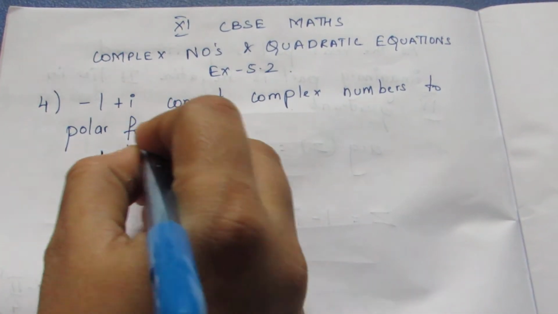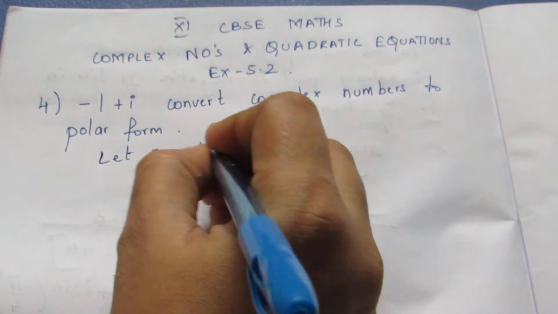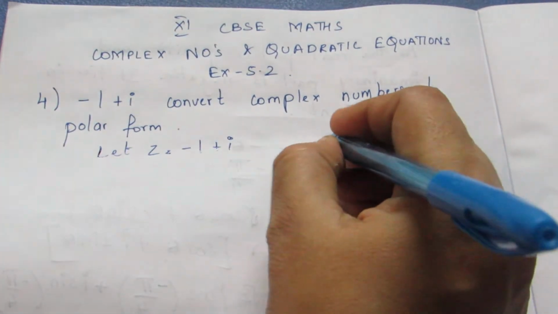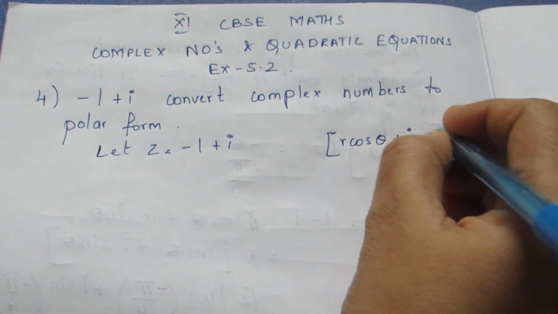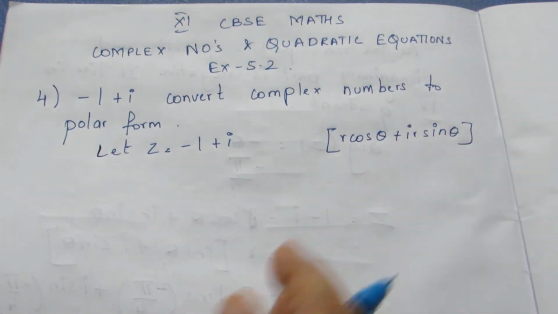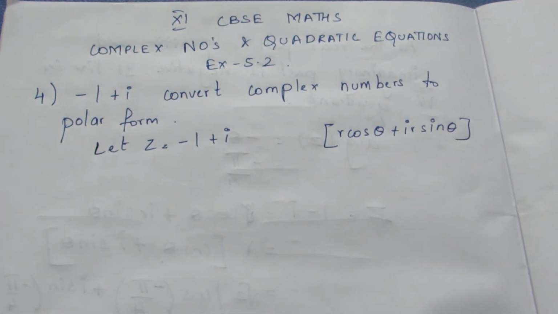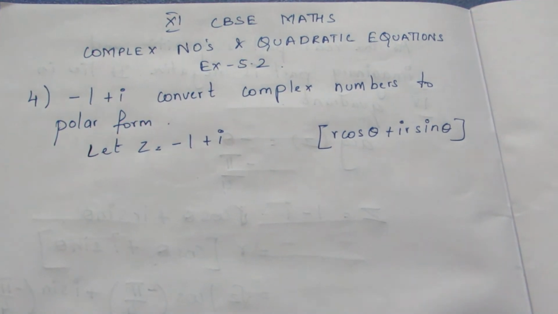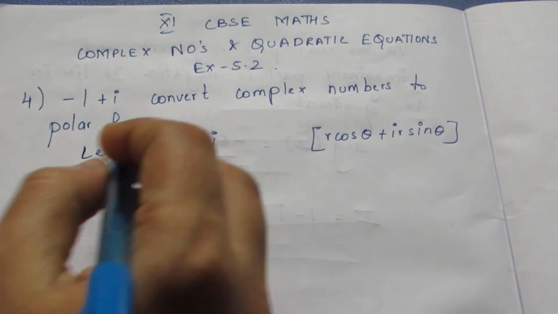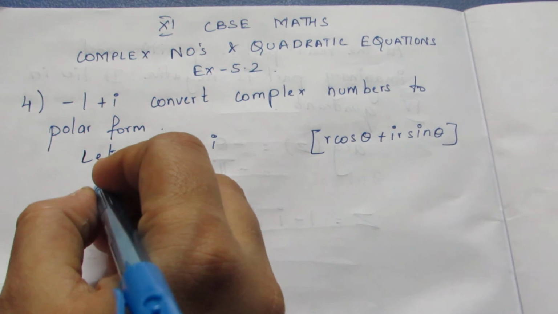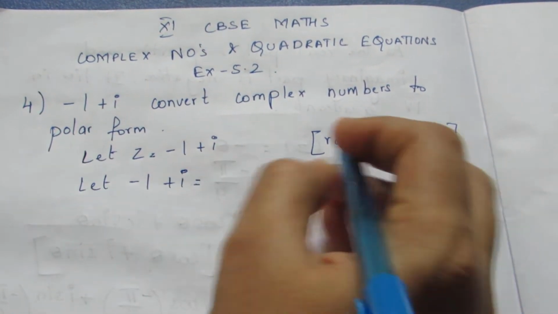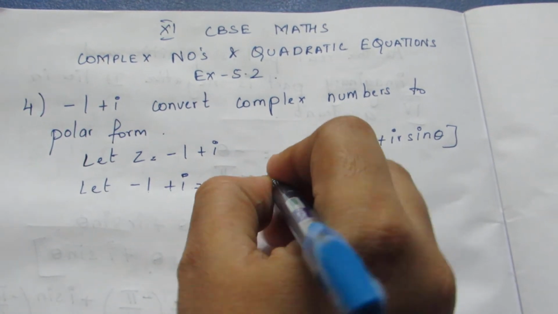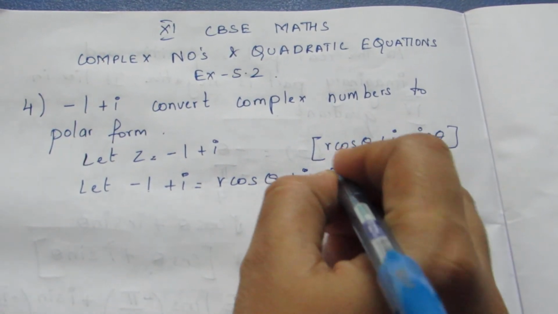So we are going to take let z equal to -1 plus i. The polar form will be r cos theta plus i r sin theta. So we need to convert in this form. For that we need to find the r and theta values. Now as we need to convert in this form, we write -1 plus i is equal to the given polar form, that is r cos theta plus i r sin theta.